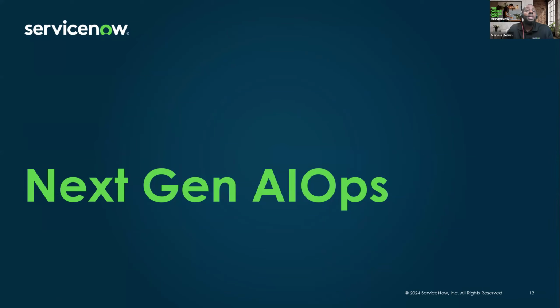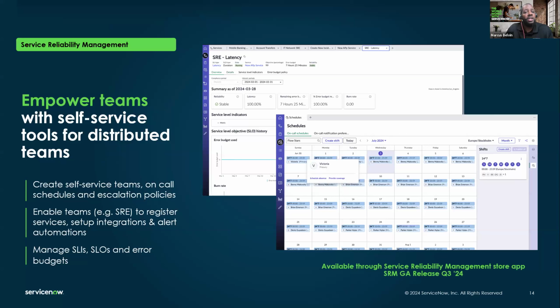So now that we've covered updates to a number of recently launched enhancements, let's look at a next generation AIOps tool we just launched. Service Reliability Management is a tool designed to empower distributed teams. You can create self-service teams with defined on-call schedules and escalation policies for issues that arise, enable teams to register services and act on alerts, and manage service level indicators, service level objectives, and error budgets.